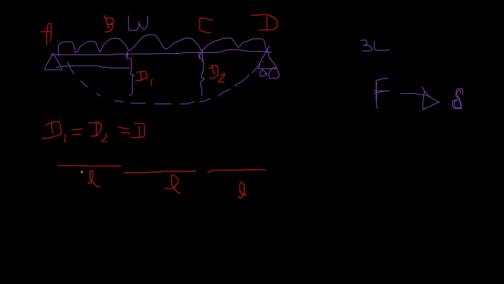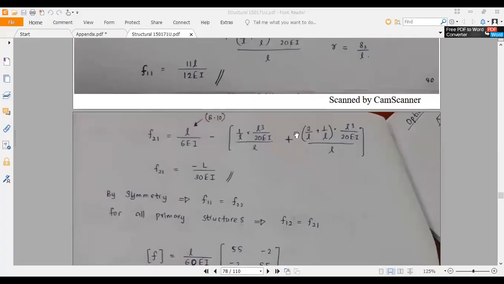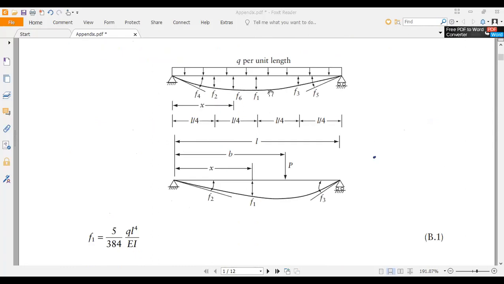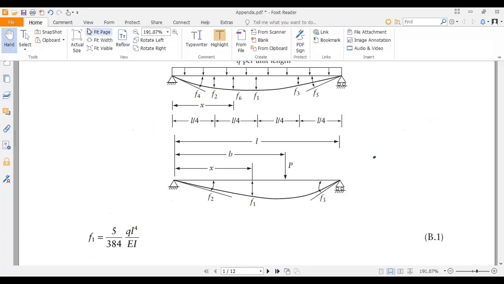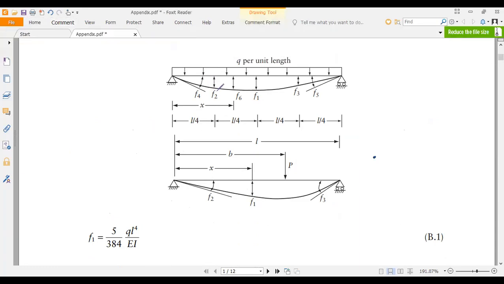So I need to find the appendix, and from the appendix, if it is loaded like this, I need to find at the 1/3. So at the distance of x, the deflection has been given as F6, right? Can you see? So I need to find when x is equal to L and x is equal to 2L.